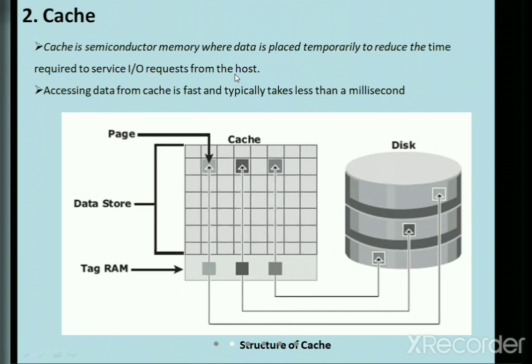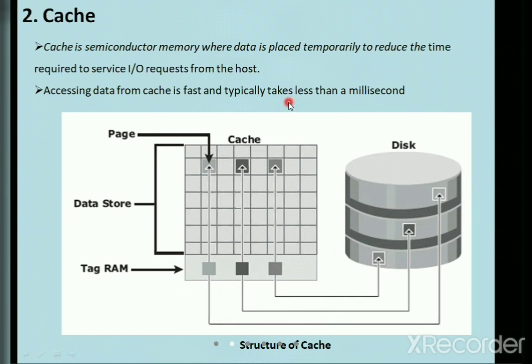So what is this cache? Cache is a semiconductor memory where the data is placed temporarily to reduce the time whenever you request for IO. Also, accessing the data from the cache is much faster when compared to the disk.